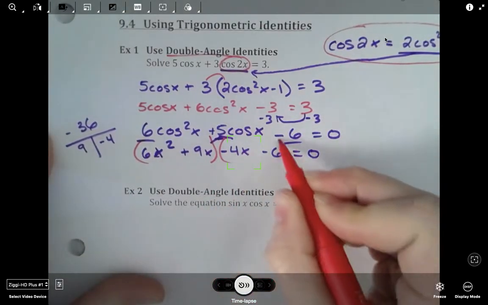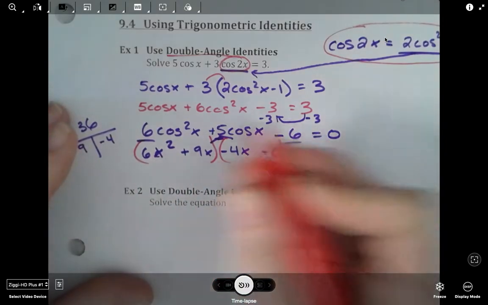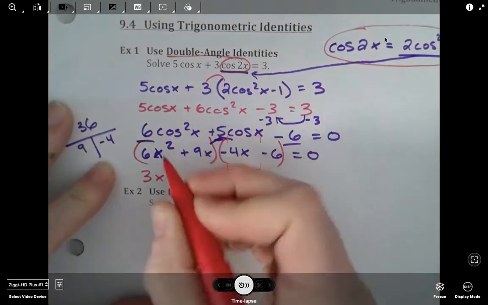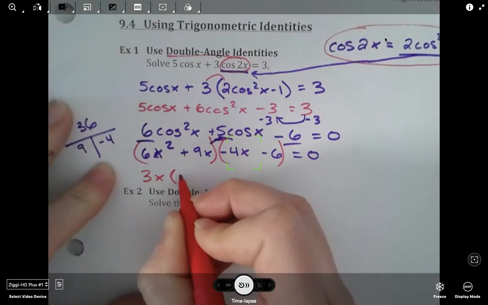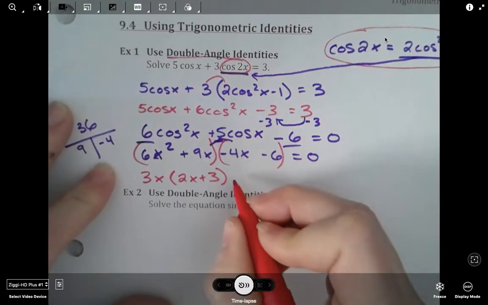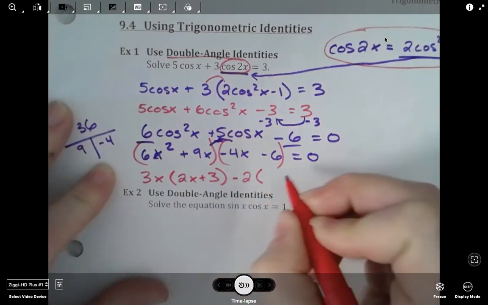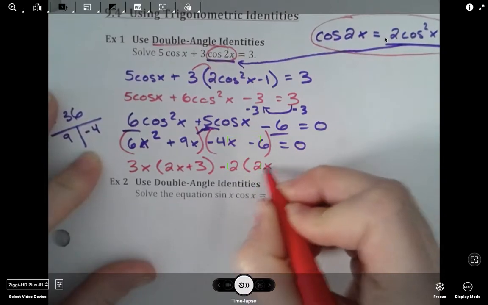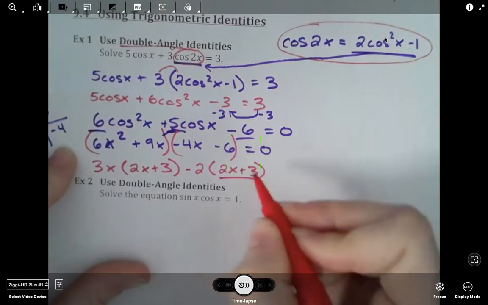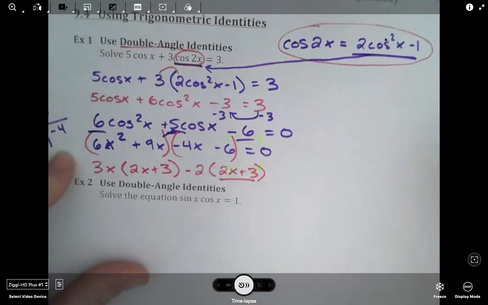You group and take stuff out. So out of the first piece will come like 3x maybe, and left over is 2x plus 3. And what are you going to take out of the second piece? Minus 2. And left over is 2x plus 3. Should be, anyway. Okay? So I've got the 3x minus 2 and I've got the 2x plus 3.